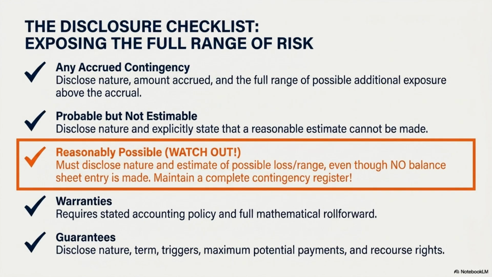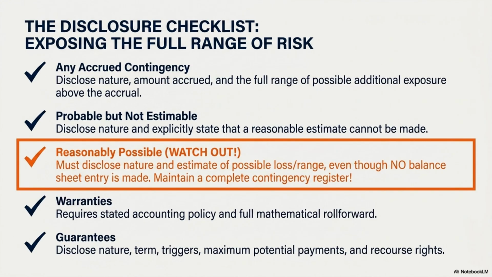For reasonably possible, highlighted in orange with a watch-out label, you must disclose the nature and an estimate of the possible loss or range, even though nothing appears on the balance sheet. No liability, but still a required footnote. This means your contingency register cannot be limited to items that have been accrued. Every reasonably possible item needs a disclosure.